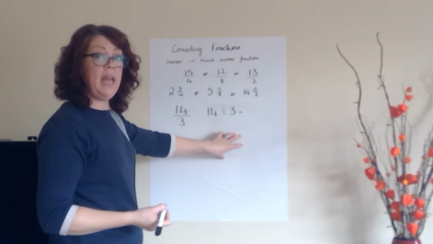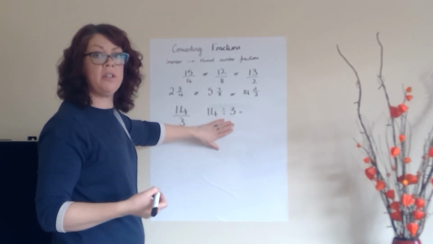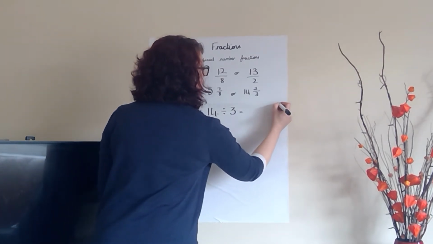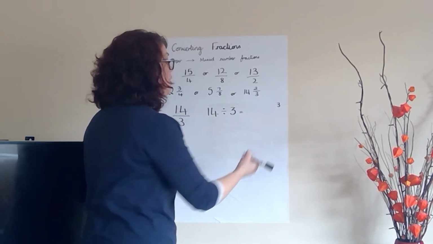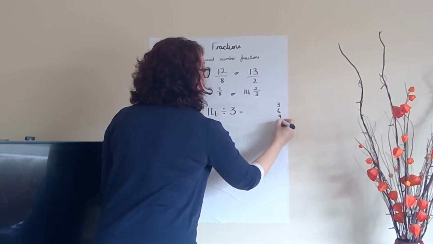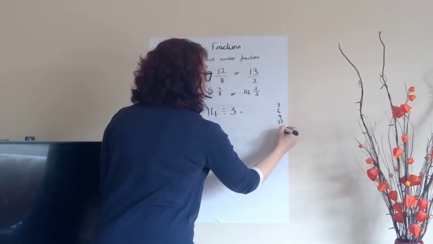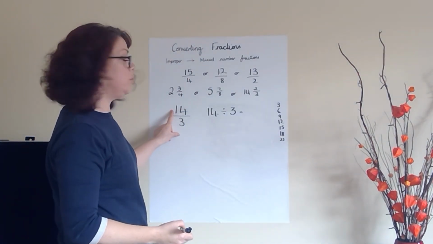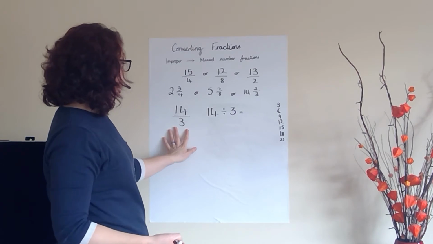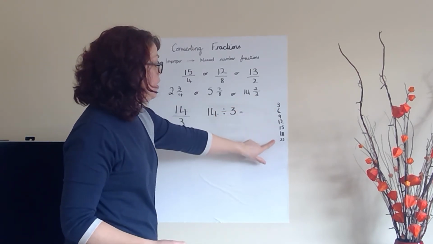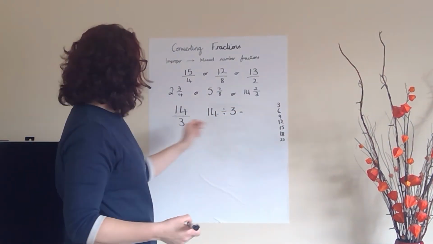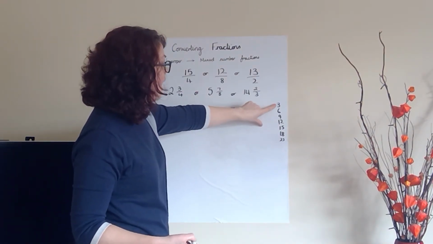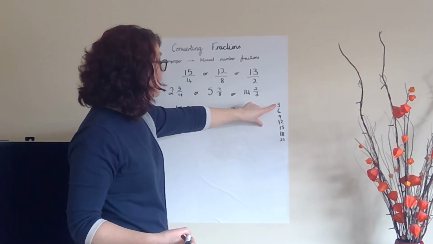I could use my diagrams again, but if I've moved on to this, I'm probably going to know my 3 times table. And the quickest way, then, most efficient method, is to write down your 3 times table down the side. So we've got 3, 6, 9, 12, 15, 18, 21. I'm going to stop there because actually I've got to get to 14, so I've gone beyond. So whatever you're dividing by, that's the times table that you can write down the side to help you to remember. Now I've got 14 divided by 3 is equal to, so I'm going to count how many lots of 3 I can get into 14.